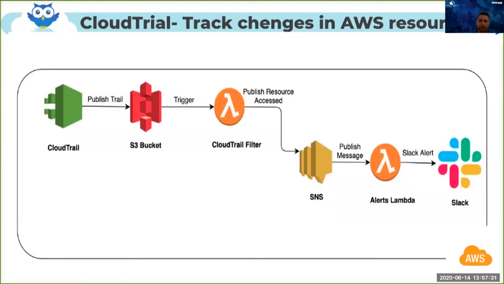The above sample flow will capture the CloudTrail event that has specified values that from our point of view can be suspicious. CloudTrail will trigger a Lambda that will process these logs and push a message to SNS, which will be consumed by a Slack alert Lambda to send a notification on Slack. And you can see the whole flow in the picture.